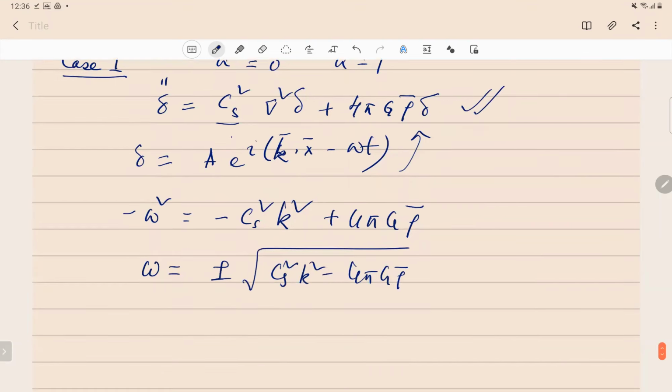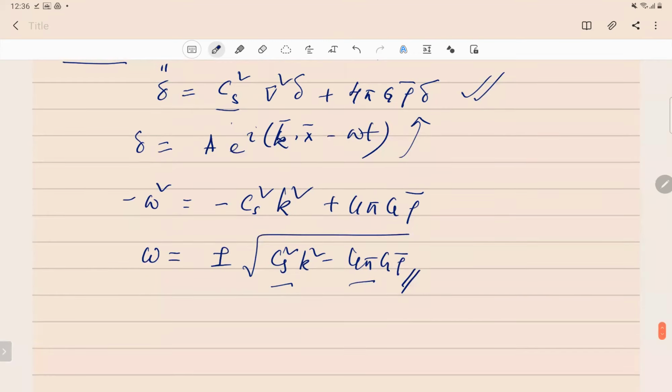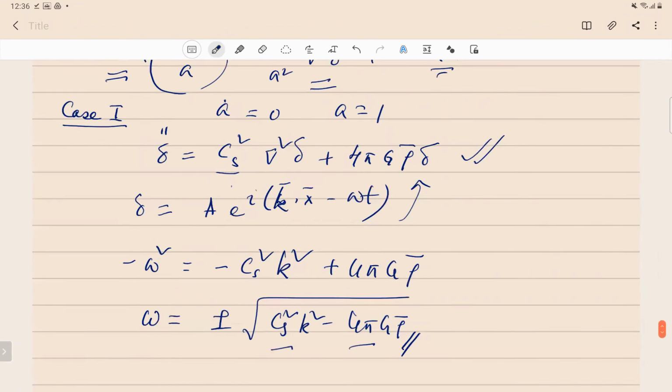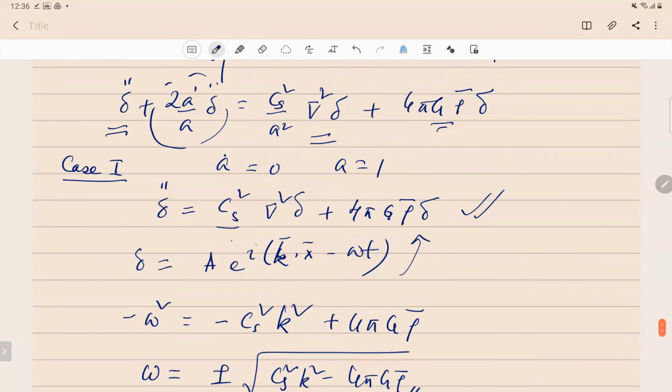So here you can clearly see that now there's a competition between the terms with cs squared, this pressure term, and gravity. So this is the gravitational source and this is the pressure term. So you can clearly see that depending on which is greater, this omega will be real or imaginary, right? So if it's real, then it corresponds to an oscillatory solution. Whereas if it's imaginary, because we took the solution to be e to the power i omega t.